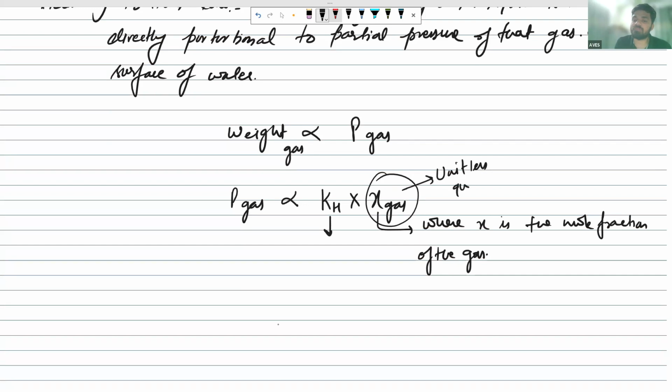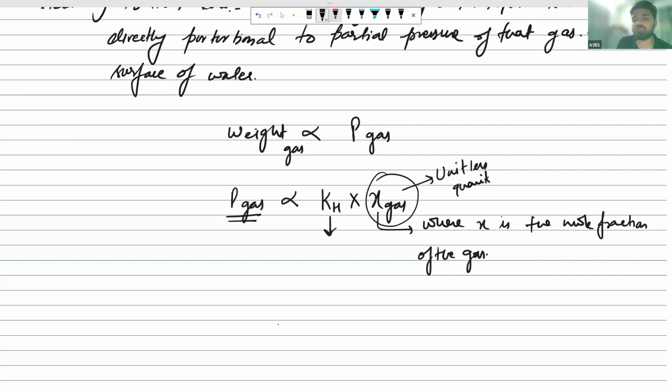So what can be the unit of Kh? Pressure can be equated with pressure, so the unit of Kh is pressure, like atmosphere, pascals, bars, etc. You understood?